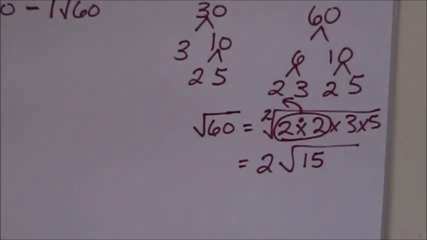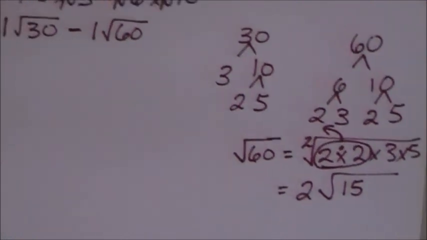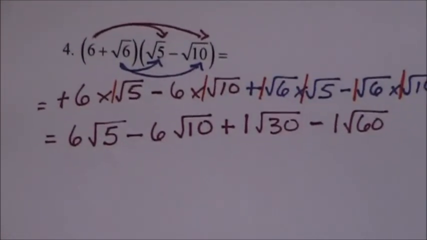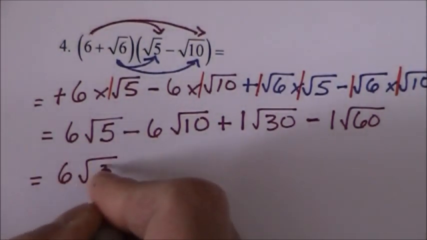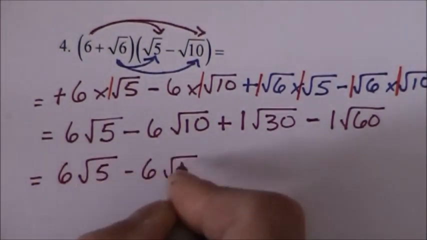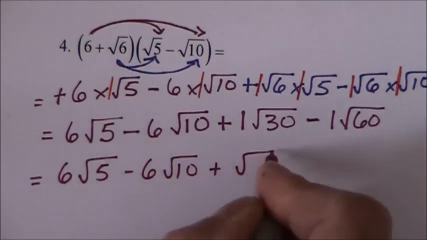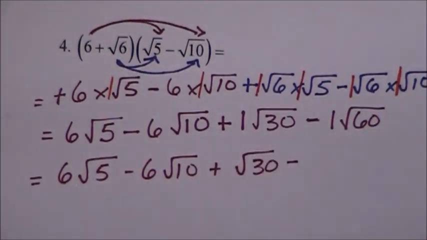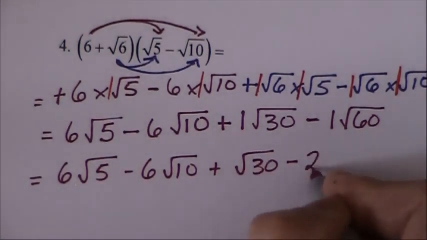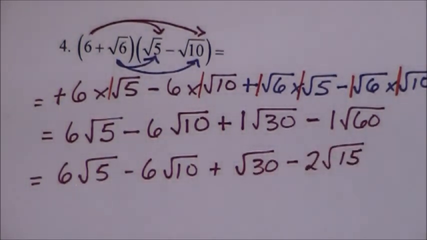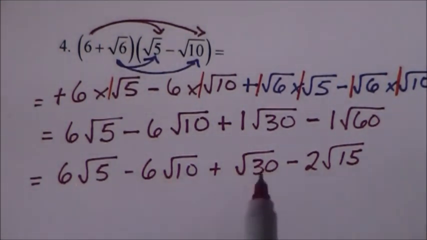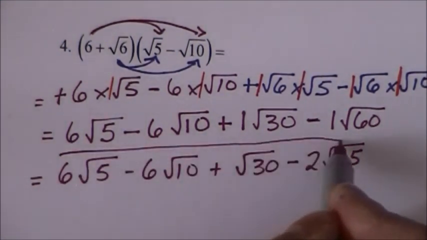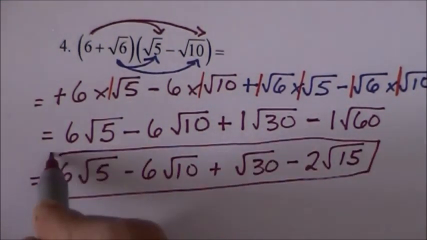So going back to our work and our question, the first 3 radicals are going to stay exactly the same. We have 6 square root 5 minus 6 square root 10 plus square root 30 minus, we can replace the square root 60 by 2 square root 15. So we've now simplified the ones that simplified, checking to see if any can be combined. All radicals are different, so none can be added or subtracted. So this would be our final answer.